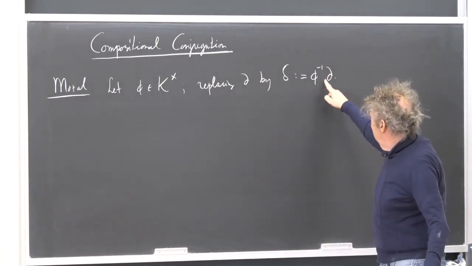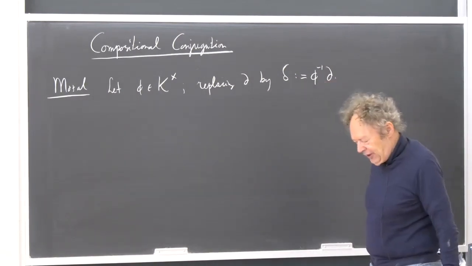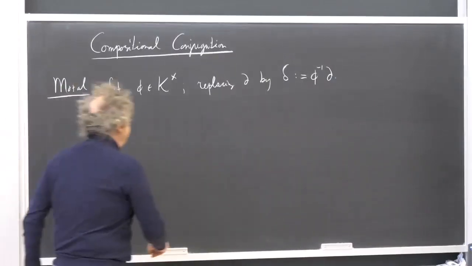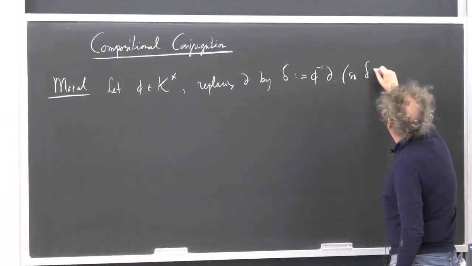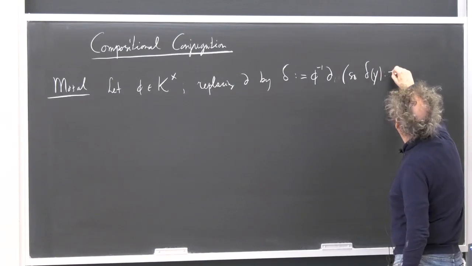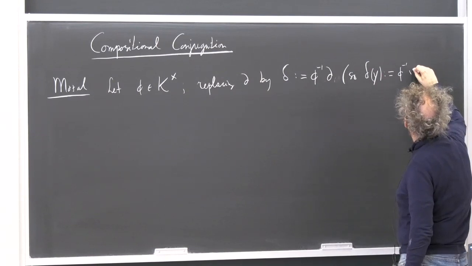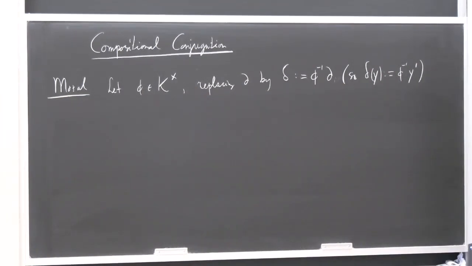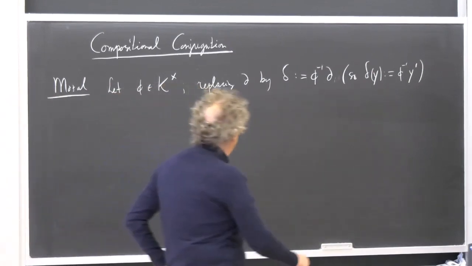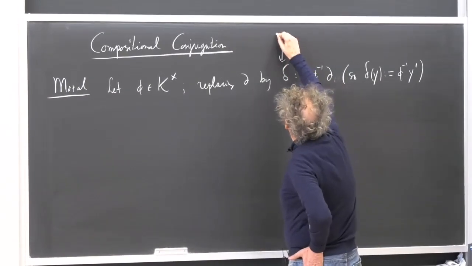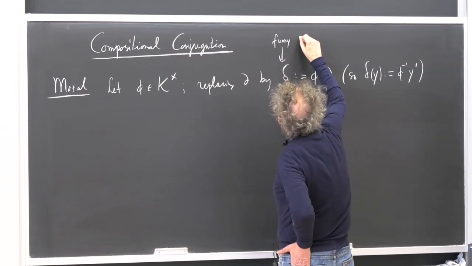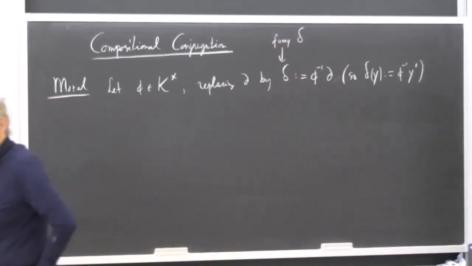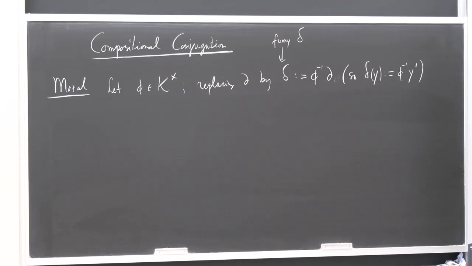Yeah, it's a well-known fact that if you multiply a derivation, delta applied to an element y is simply phi inverse times y prime, where y prime is simply another notation for ordinary delta applied to y. Okay, funny delta. If someone knows a better pronunciation, I'd be happy to accept that, but for the moment I'll just call it funny delta.